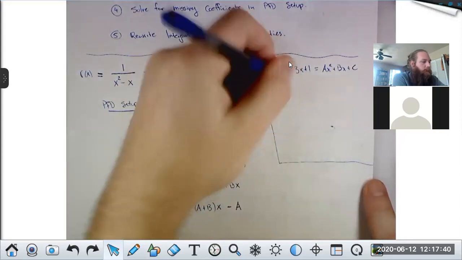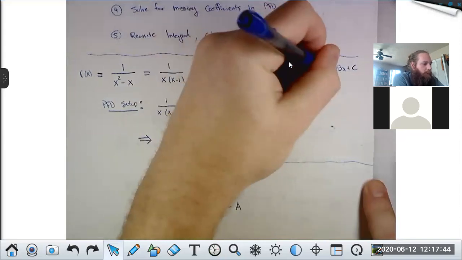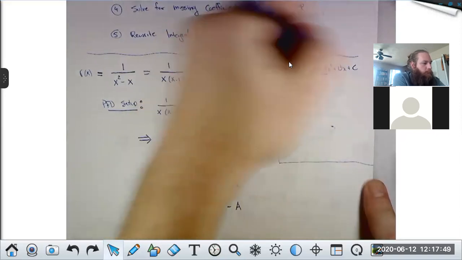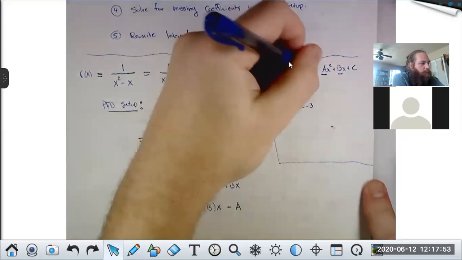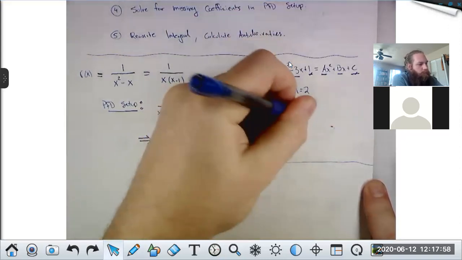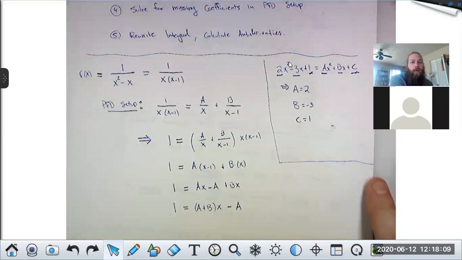This would imply that a is equal to 2, that the coefficient here is the same as the coefficient here. Also, that b is equal to negative 3, and that c is equal to 1. The only way for two polynomials to be equal to each other for every real number x, in other words, the only way for you to have an identity between two polynomials, is if all of their coefficients match. This is, again, coming from linear algebra.